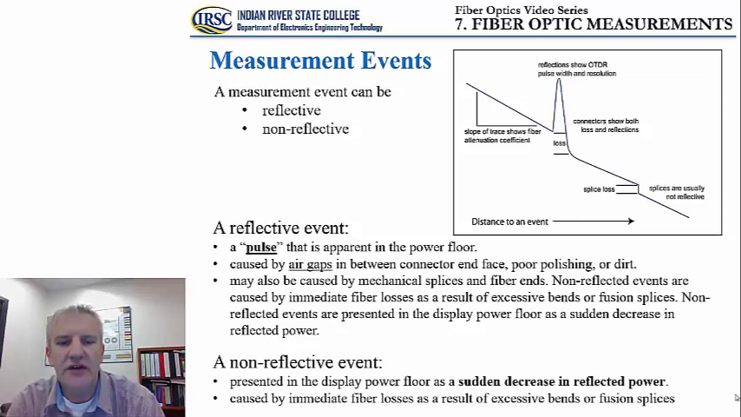On the other side, a non-reflective event is going to be displayed as a sudden decrease in the reflected power that can be caused by splices or excessive bends, etc. So bottom line, there are two specific events that can occur on a plot of the performance of your optical fiber that can come on the screen as a pulse, or reflective event, or a sudden drop of the power, or so-called non-reflective event, that's been shown visually on this specific slide.